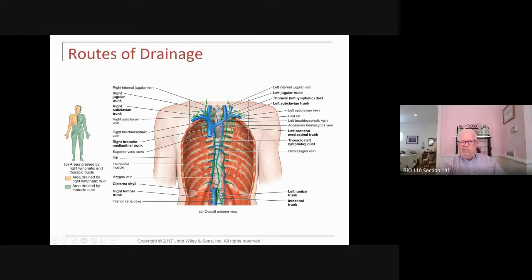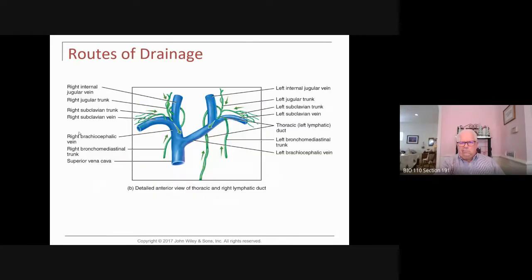So the majority of lymph that comes from your body that goes into the bloodstream is drained from the thoracic duct, otherwise known as the left lymphatic duct. There it is. And this is just showing you the right subclavian vein, the left subclavian vein, and this is where the lymph meets the bloodstream.